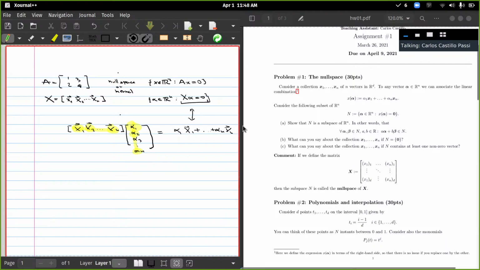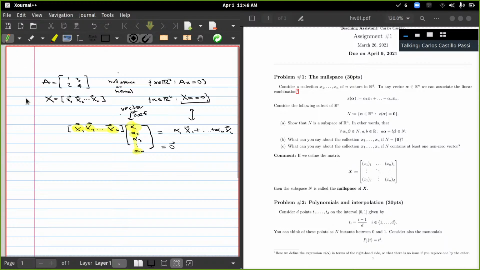Okay. So basically what the null space is, is to find this vector of coefficients for which the linear operator, or in this case the matrix, is equal to 0. The 0 vector, not just 0.